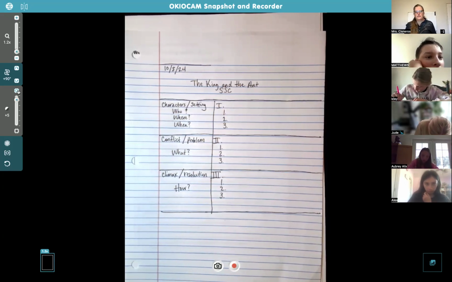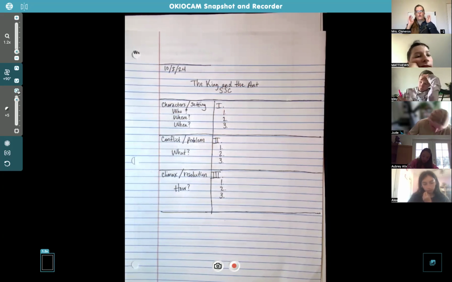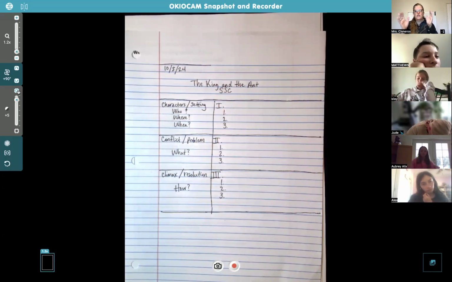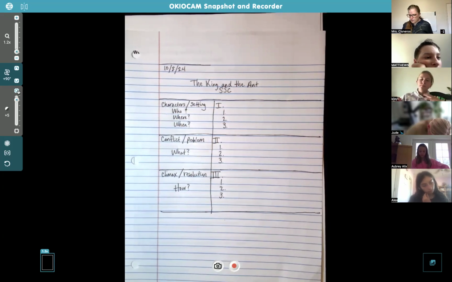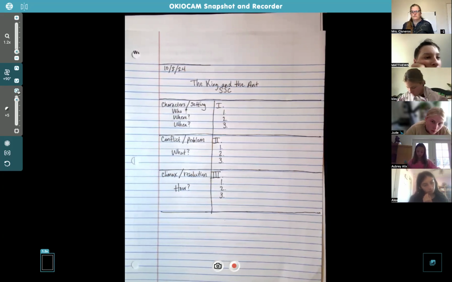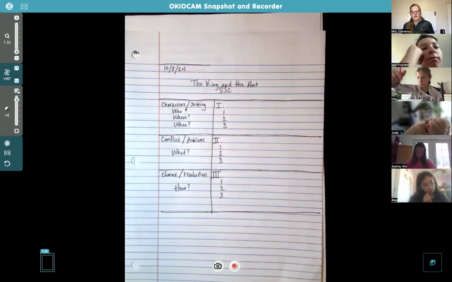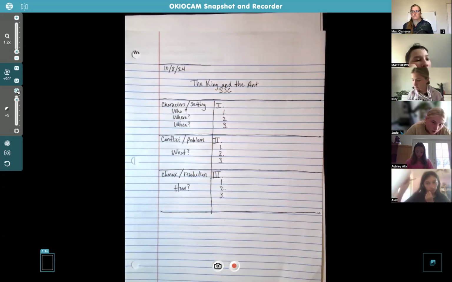That's just a quick way to set up our story sequence chart, just to get in our head the order of how things go. So always introduce characters and setting first, and then the problem comes in, and then how are they solving the problem? That's a basic format for telling a story. Now that you got that, I'll leave it there for a second. We're going to read the story next, and then we're going to start filling in this chart. The king and the ant, basically.